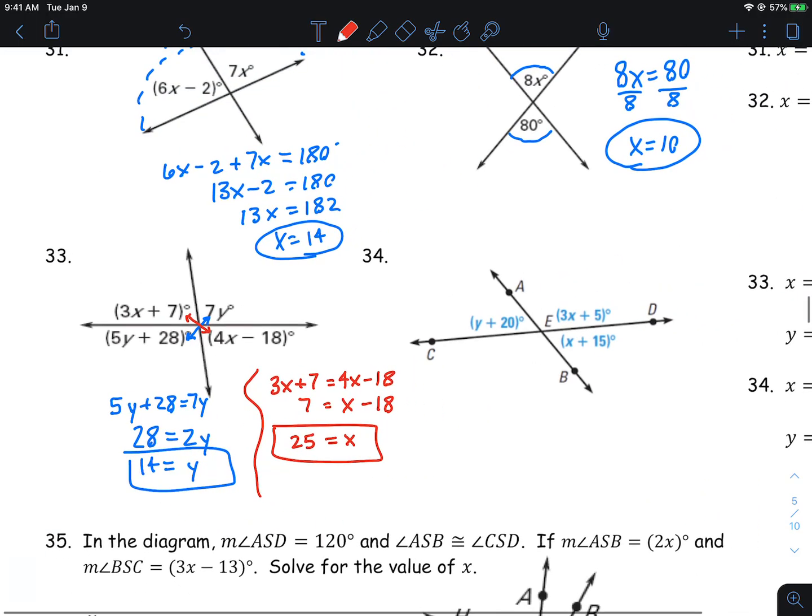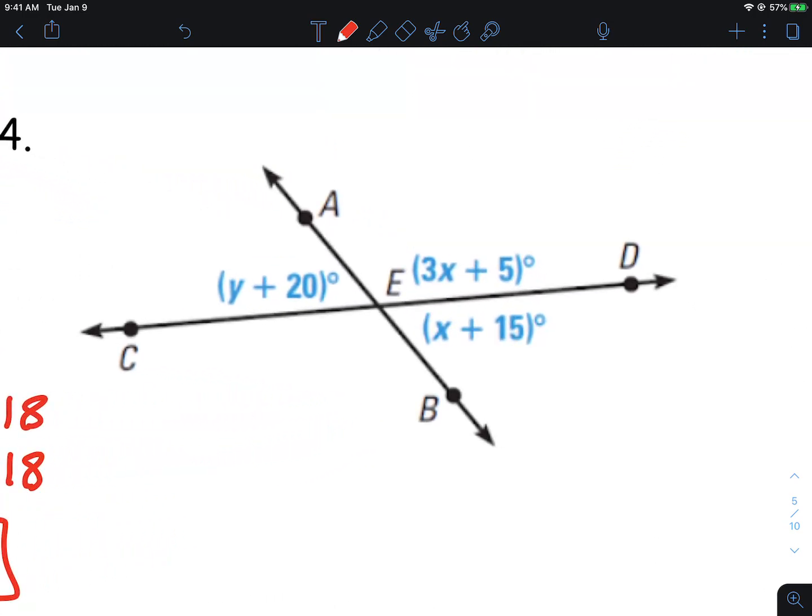Now the issue is sometimes we get fixated on these vertical angles, and when we look at a problem like this here, we'll run into an issue. You can't do anything with those vertical angles, because if you set those equal, that's y plus 20 equals x plus 15, and you've got multiple variables. So we don't want to forget that two angles on the same side can make a linear pair. So this one's kind of a trick one here.